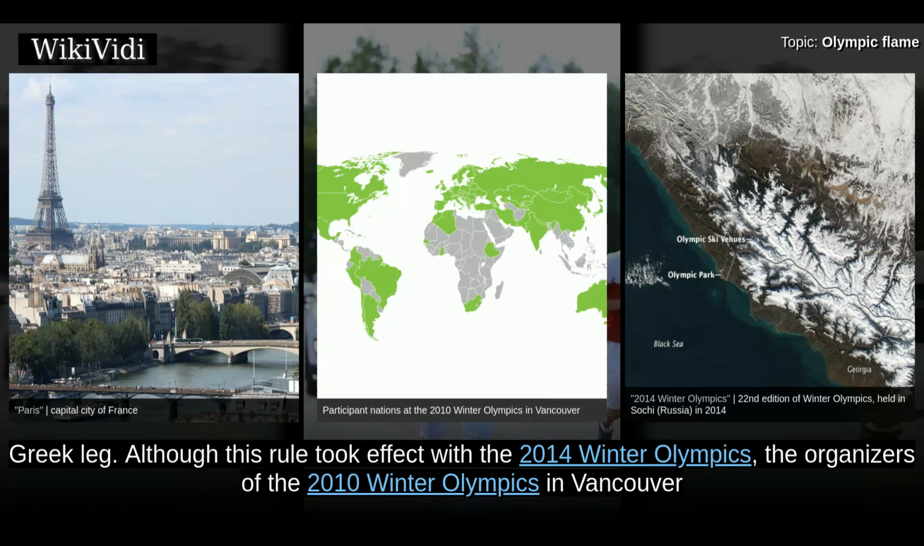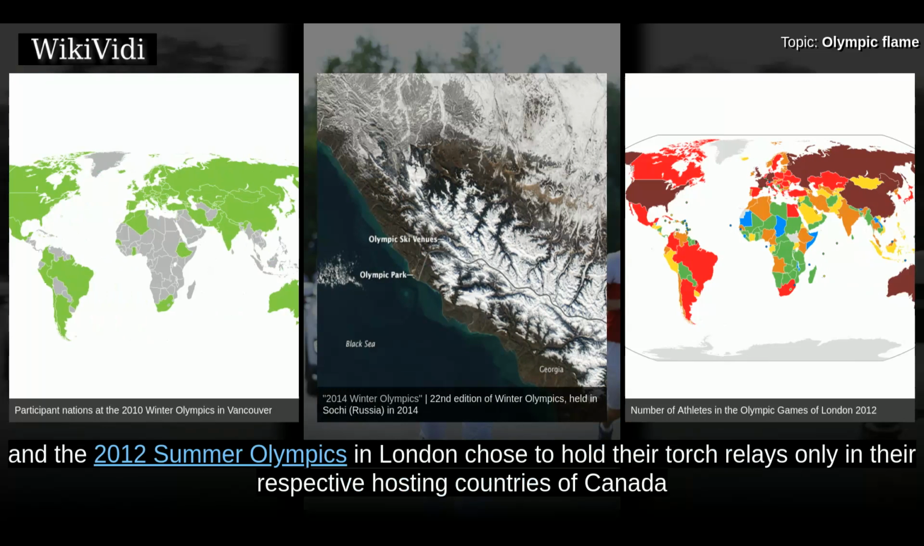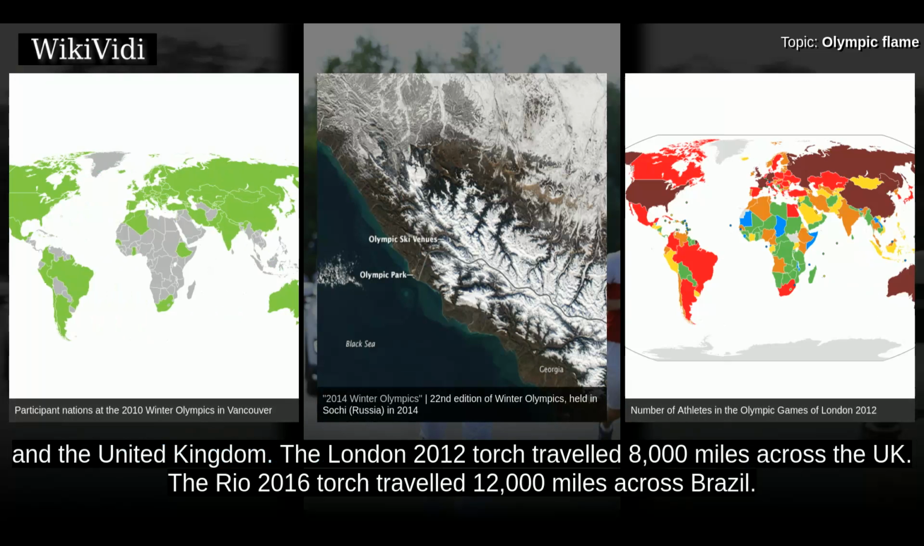Although this rule took effect with the 2014 Winter Olympics, the organizers of the 2010 Winter Olympics in Vancouver and the 2012 Summer Olympics in London chose to hold their torch relays only in their respective hosting countries of Canada and the United Kingdom. The London 2012 torch travelled 8,000 miles across the UK. The Rio 2016 torch travelled 12,000 miles across Brazil.